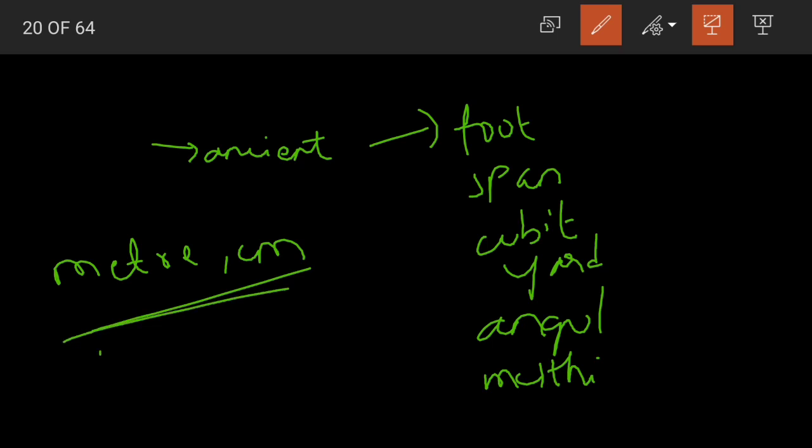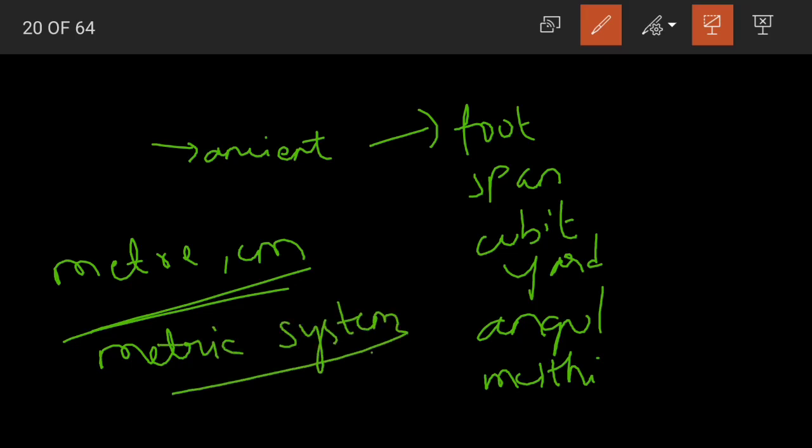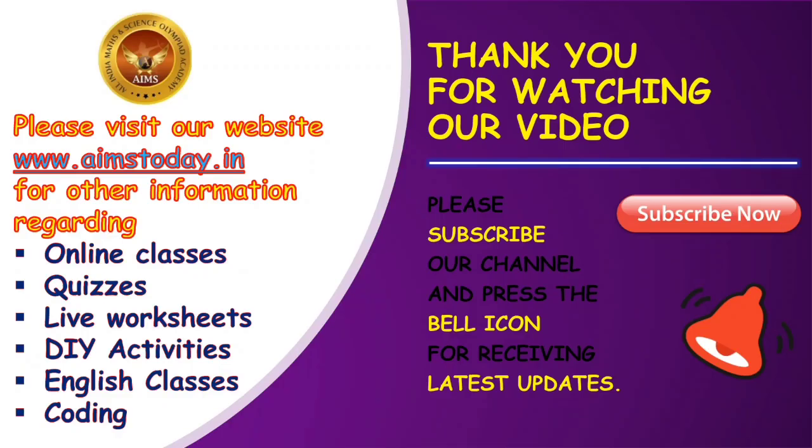These two are used as the units of measurement in which system, children? In the metric system. And the metric system was introduced by whom? It was introduced by the French people. And also we have learned how to measure the length of the given object using a scale. Yes, and I hope today's class was clear. We'll continue with the same chapter in the coming class as well.